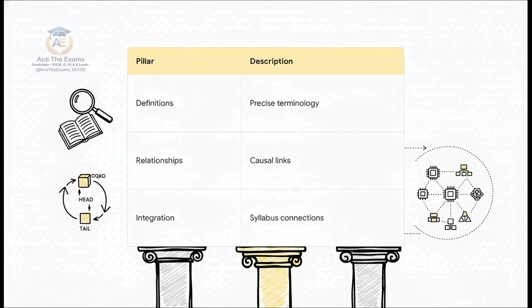And third, integration. This means making active, intelligent connections to other areas of the computer science syllabus. When Alex and Sam finally learned to build their answers on these 3 pillars, it was incredible. We literally watched the red pen marks transform into green check marks. Building your answers this way signals to the examiner that you possess a comprehensive, structural mastery of the subject rather than just isolated fragments of knowledge.